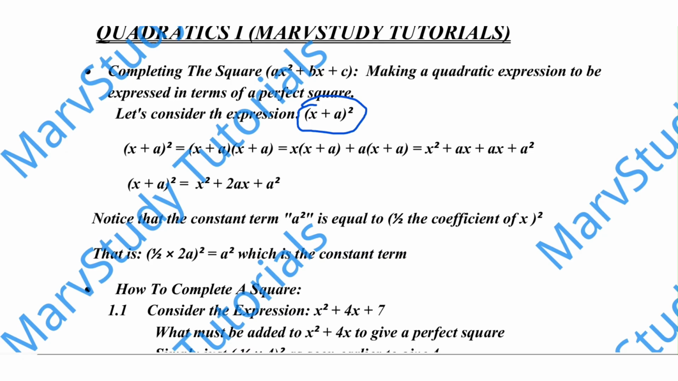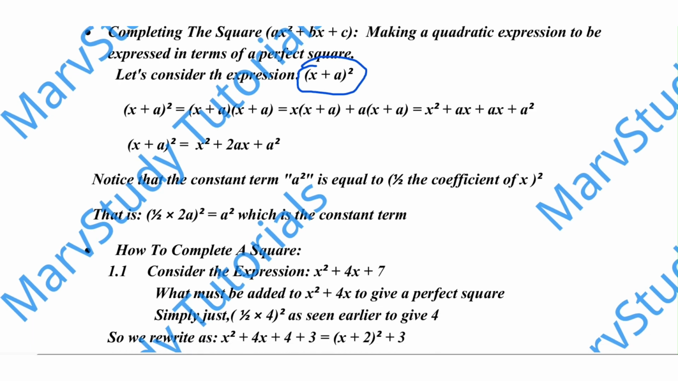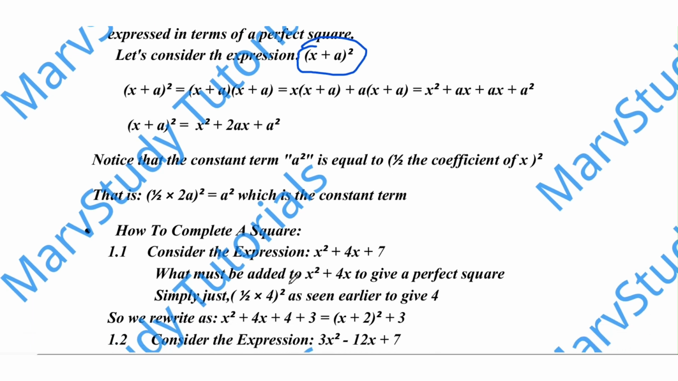All we have to do is half the coefficient of x. In this question the coefficient of x is 4, so half of 4 is 2, and 2 squared gives us 4. That means 4 should be added to x squared plus 4x to give a perfect square. We now have x squared plus 4x plus 4, which could be factorized as x plus 2 all squared. You could use the factorization method to factor this.